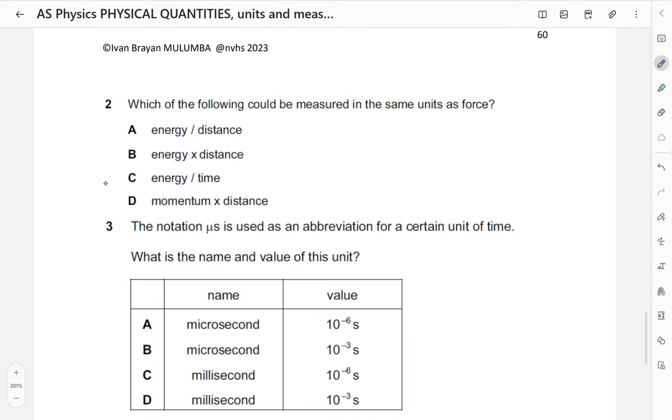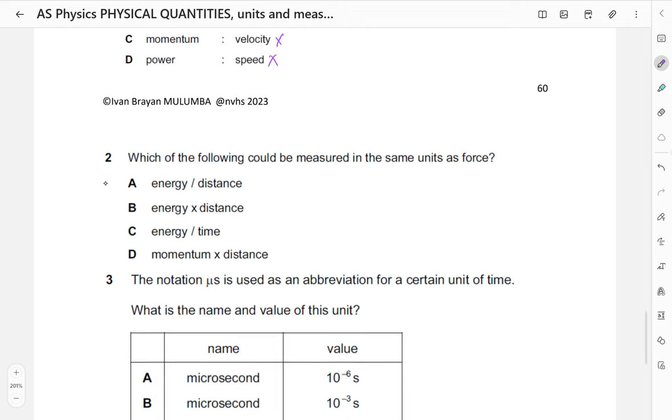Which of the following could be measured in the same units as force? Remember, force can be the rate of change of momentum. Force can be change in momentum over time. So let's check. The units of force could be newtons, or it could be kilogram meters per second squared.